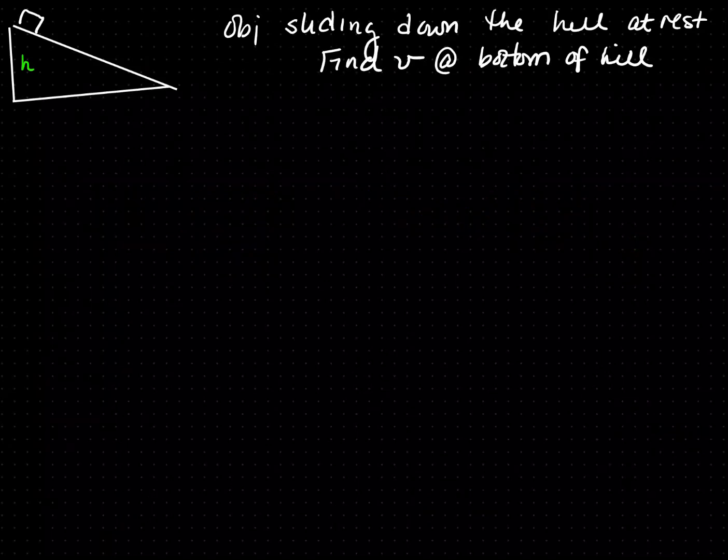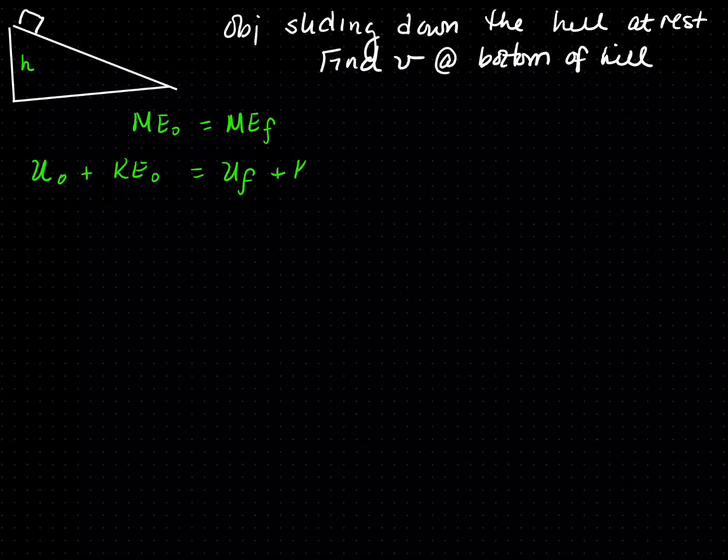We have solved this problem in class multiple times when we did the work and energy unit. We have an object sliding down a hill, height h, from rest. Find the velocity at the bottom of the hill. Since we assume that it's frictionless, we know that the energy is going to be conserved. So the mechanical energy initial must equal the mechanical energy final. Mechanical energy is potential plus kinetic. Mechanical energy at the end is potential and kinetic.